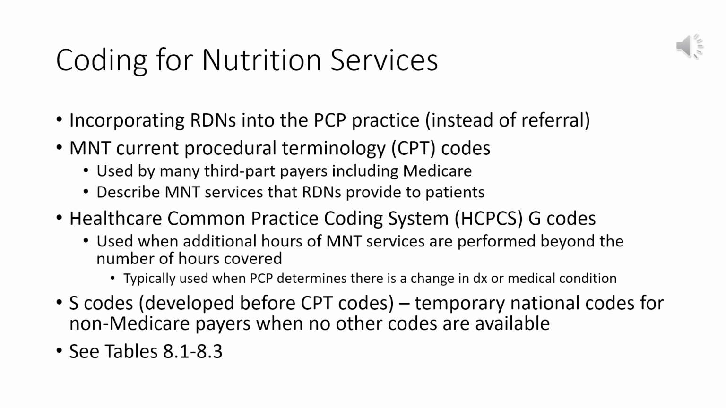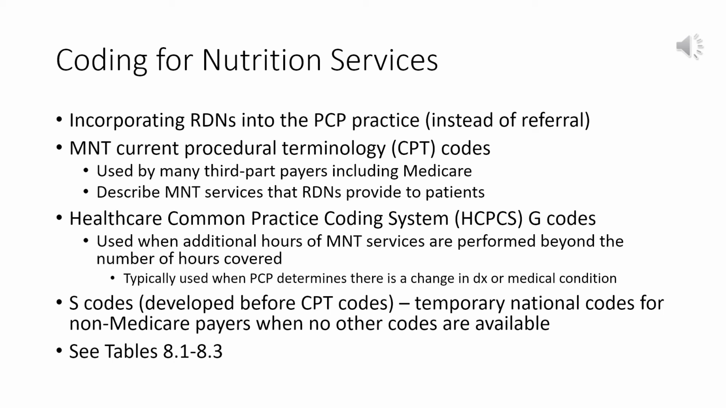There are three main types of codes that we'll go over. First, the MNT, Current Procedural Terminology, CPT codes. These are used by many third-party payers, including Medicare, and they describe the MNT services that RDNs provide to patients. And you can find them on the 43rd page of the toolkit. There's a list of the codes and the description of how it fits within the RDN's scope of practice.